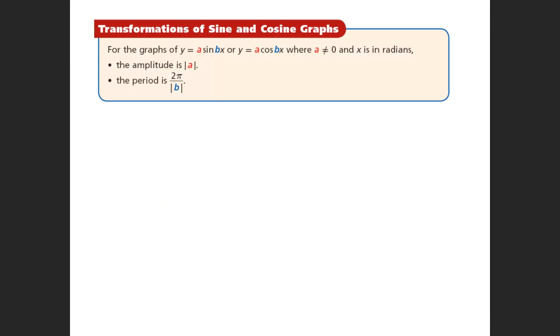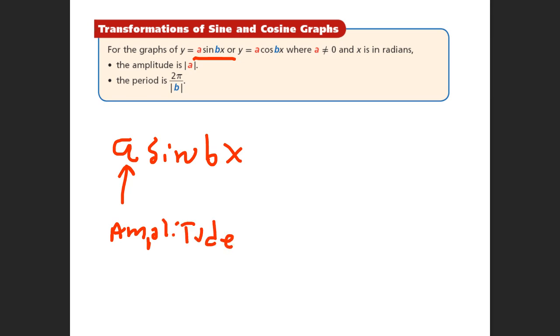Now, this is kind of a standard form. It's not really the standard form, but this is the one that we're going to use right now. The number in front, so a sine bx, this is the amplitude.